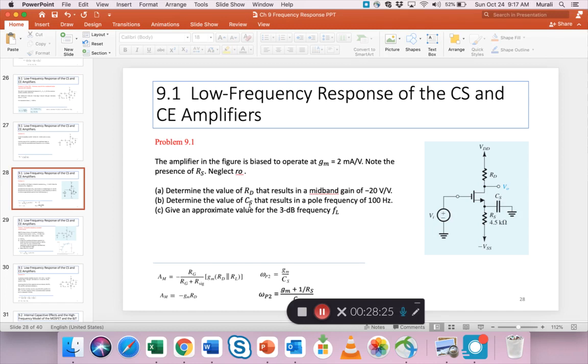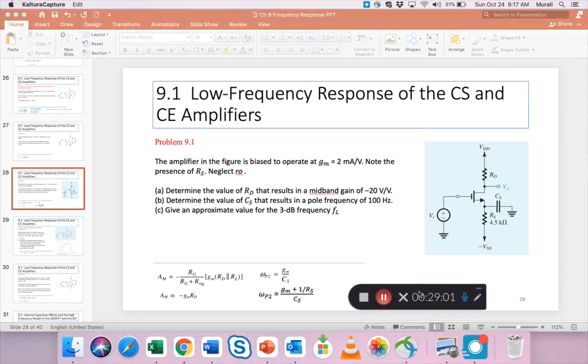So part B then is finding a value for CS with a goal of having a minus 3 dB frequency of 100 Hz. Then give an approximate value of the 3 dB frequency FL. Okay, well actually part B we are only finding F2, right? It's not exactly FL, but it's close. Then part 3 we actually find the real FL. Okay, so make sure you see that slight distinction.